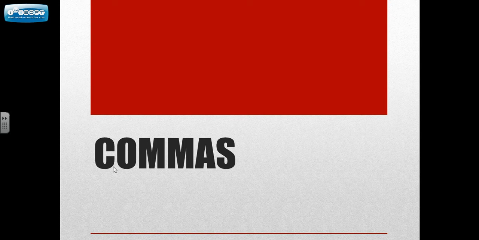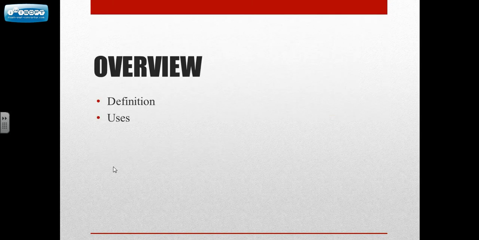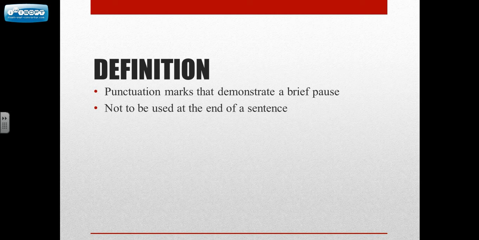Today we're just going to quickly define commas, and then we're going to take a look at several of the ways that they can be used. We're not going to list every single way because that would just be way too much. So we'll just look at some of the more common ones. To define a comma, it's a punctuation mark that demonstrates a brief pause. So it's somewhere in the middle of a sentence, not at the end of a sentence, and it's going to just indicate that that's a place where you can take a breath.